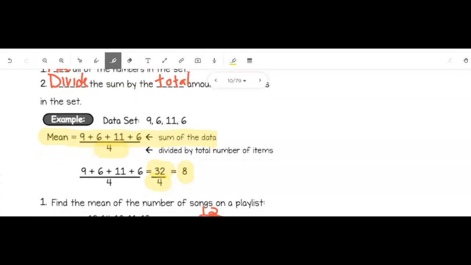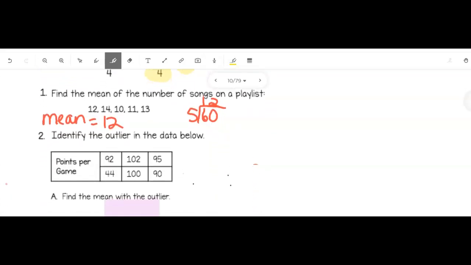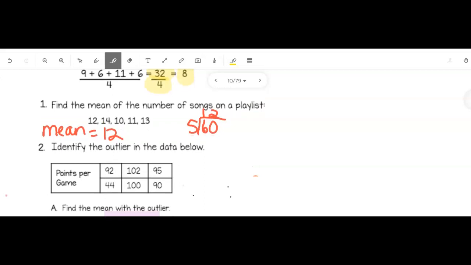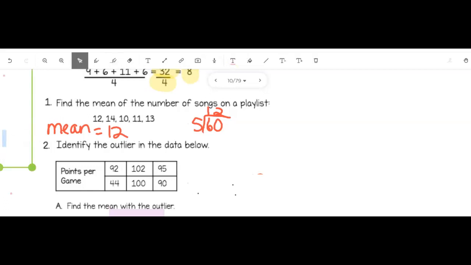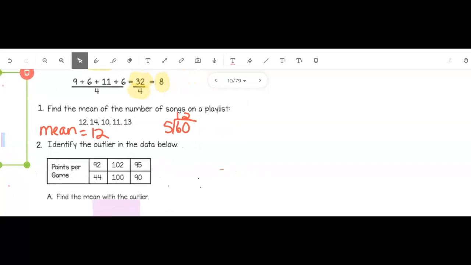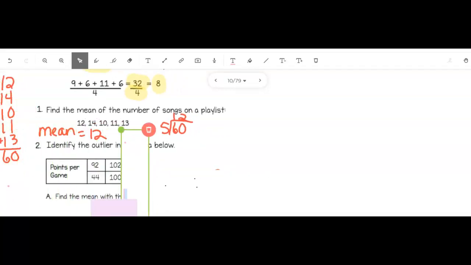Okay, here we go. We are going to find the mean of the number of songs on a playlist. I already have the answer there for you, but we're going to add up all those numbers. And I did that right over here. So we're going to add up all the numbers, 12, 14, 10, 11, and 13, and that equals 60. Then I'm going to do 60 divided by 5, because there's 5 numbers in our set, which gives us a mean or average of 12.